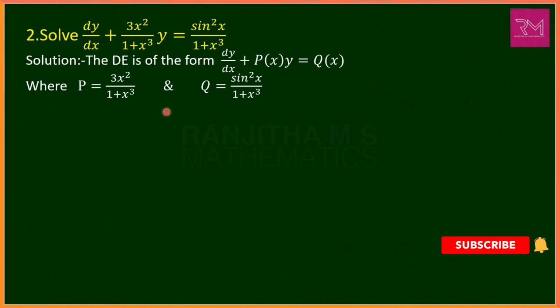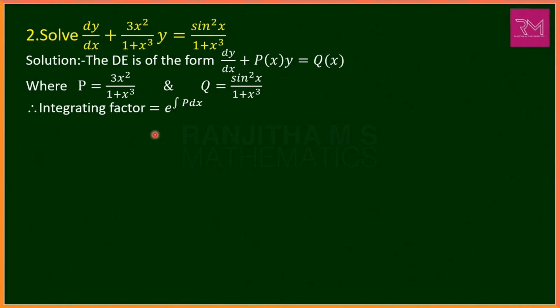After finding P and Q, the next step is to find the integrating factor, which is given by e raised to the integral of P dx. Substituting the P value, we get e raised to the integral of 3x^2/(1 + x^3) dx. Here we have to integrate this value. We note that this is of the form integral of f'(x)/f(x) dx, where f'(x) is the derivative of f(x).